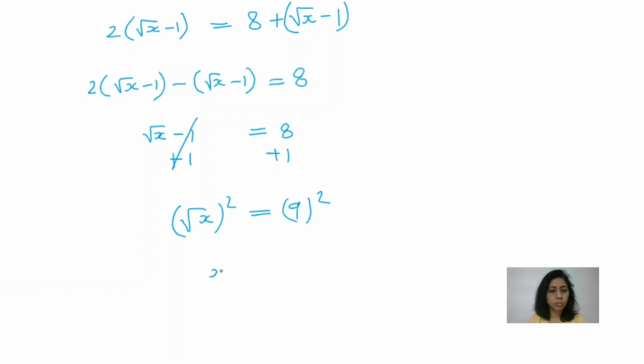the square root and square cancel, so we get just x. 9 squared is 81, and this is the answer.